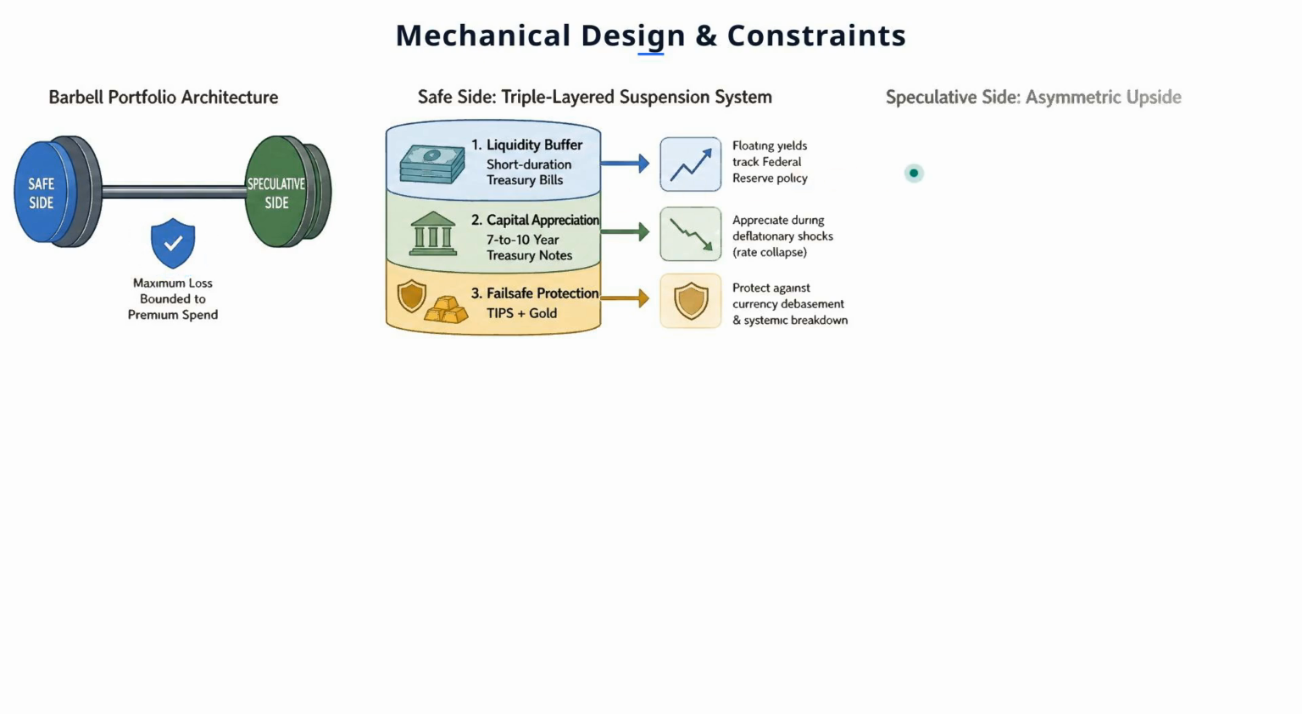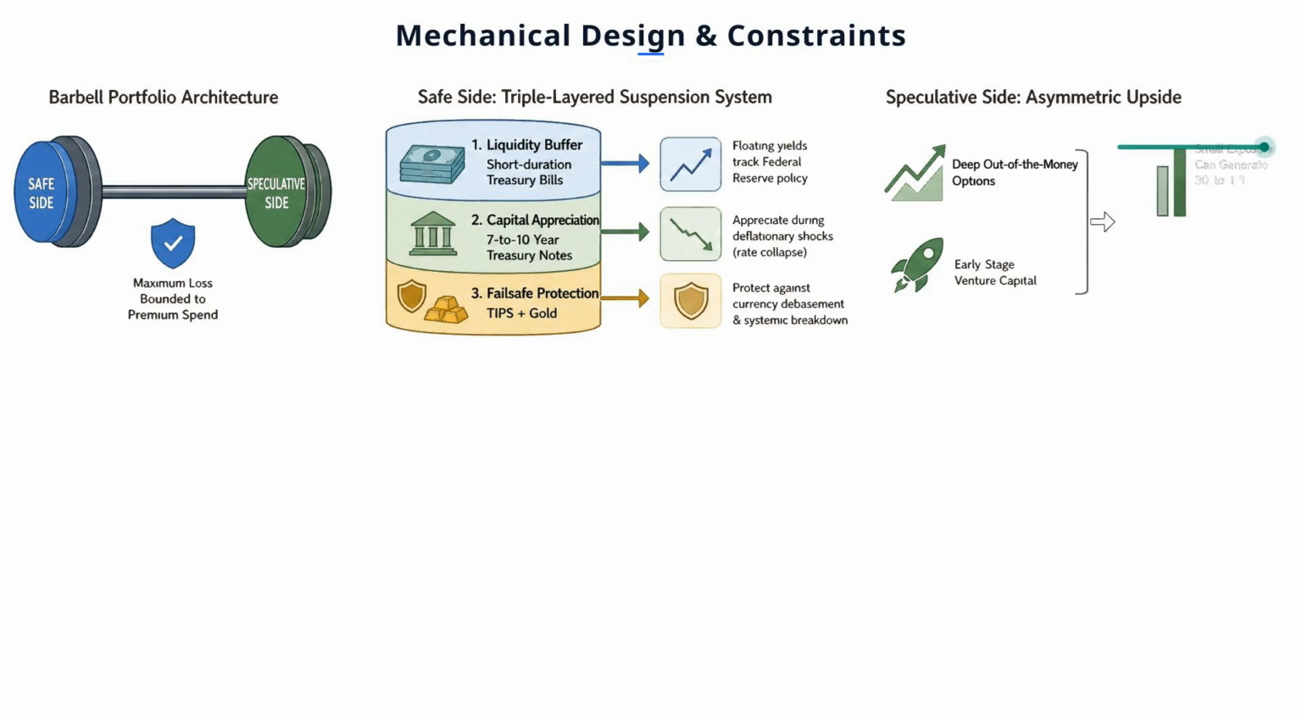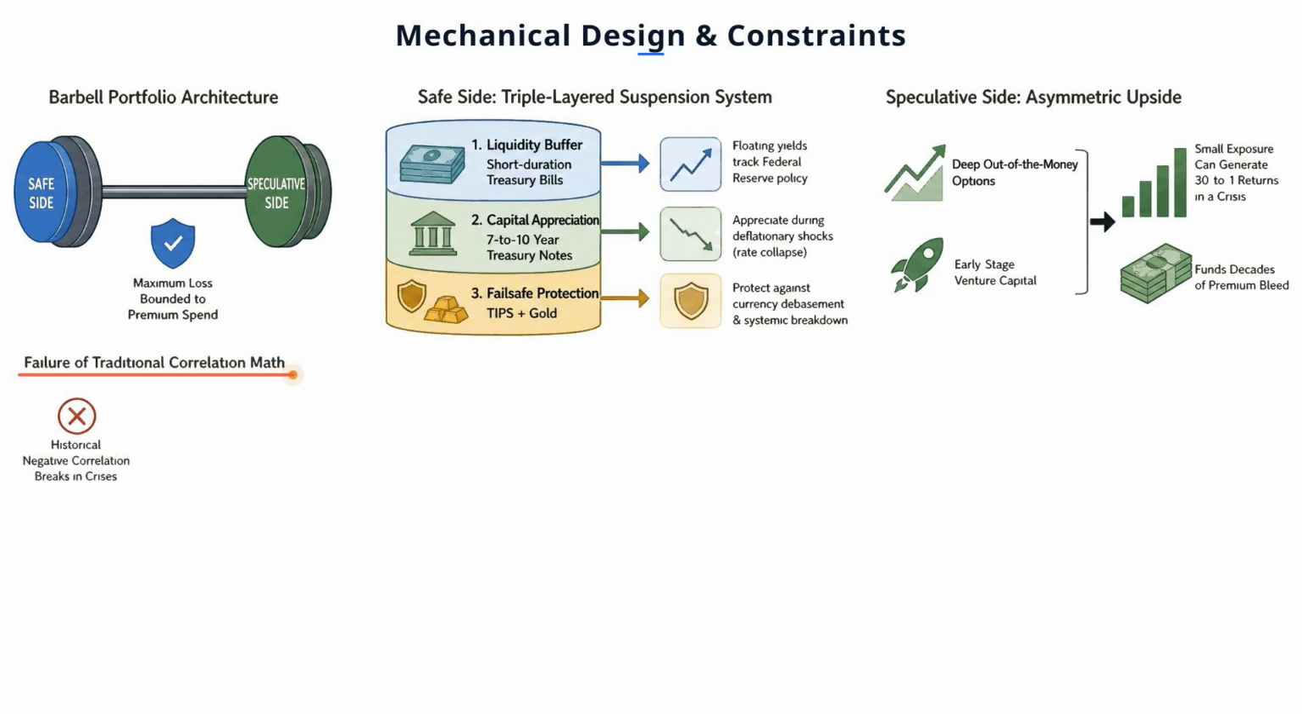On the speculative side, the investor utilizes instruments with explicit convex payoff structures, such as deep out-of-the-money options or early-stage venture capital. Sizing discipline here is paramount. The objective is to maintain a small exposure that can generate 30-to-1 returns during a crisis, effectively funding decades of premium bleed. This structural design directly addresses the failure of traditional correlation math.